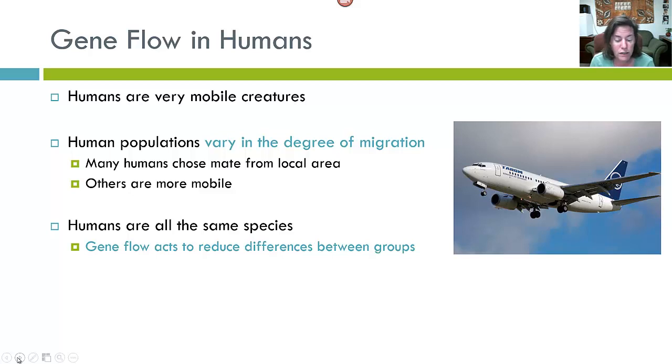Now, humans all live and work within a small area, and some are more mobile than others. The gene flow between these human populations, the ones that choose a mate from close by and the ones that choose a mate from far away, acts to reduce those differences between the groups. It makes human populations more homogeneous.